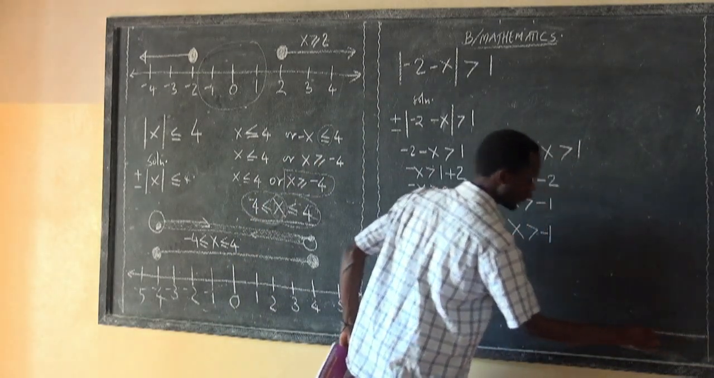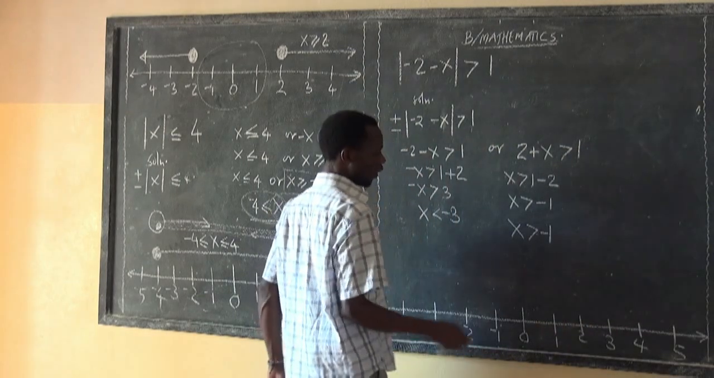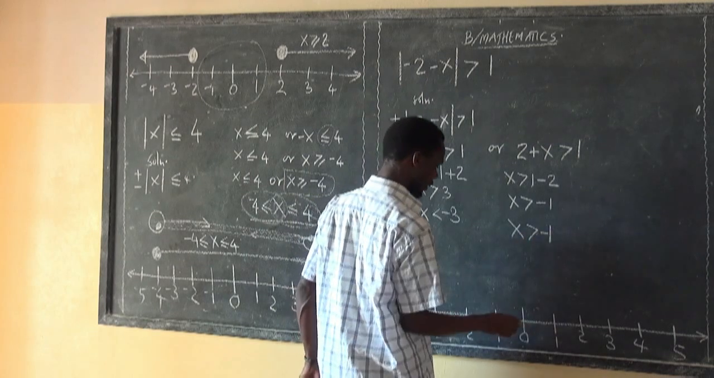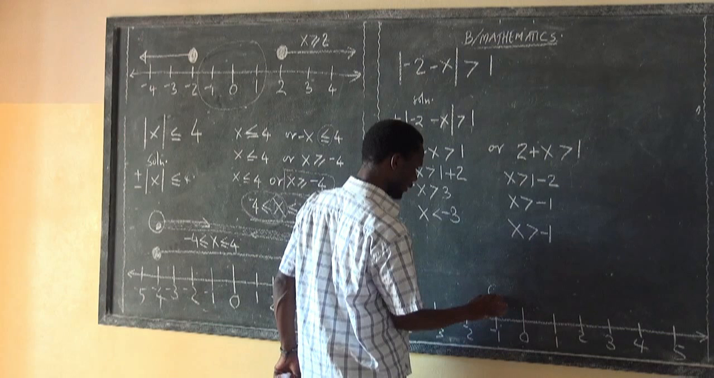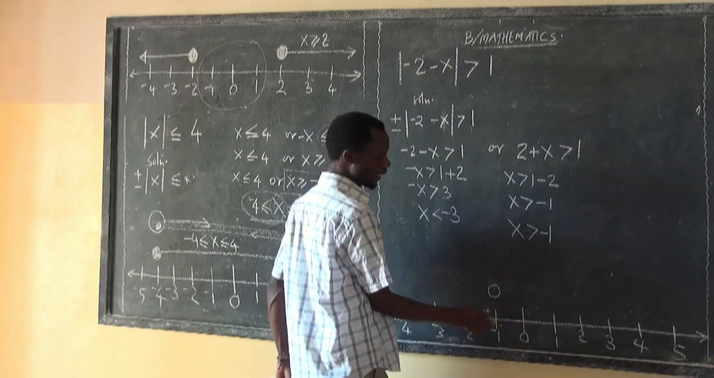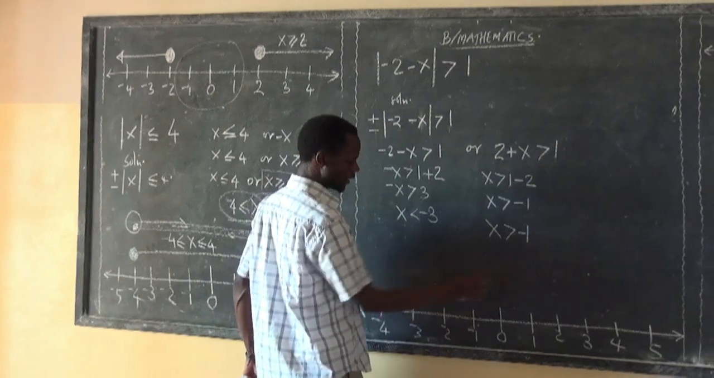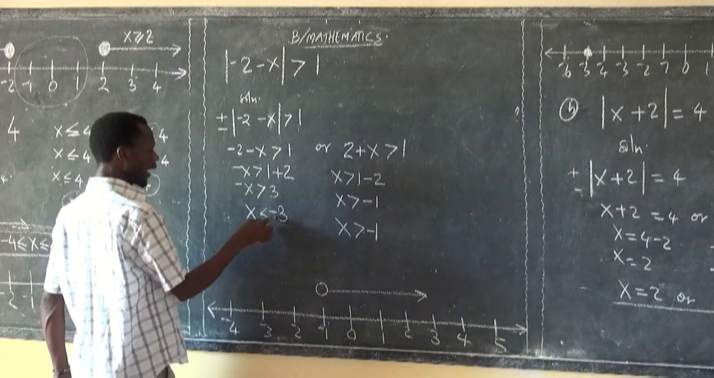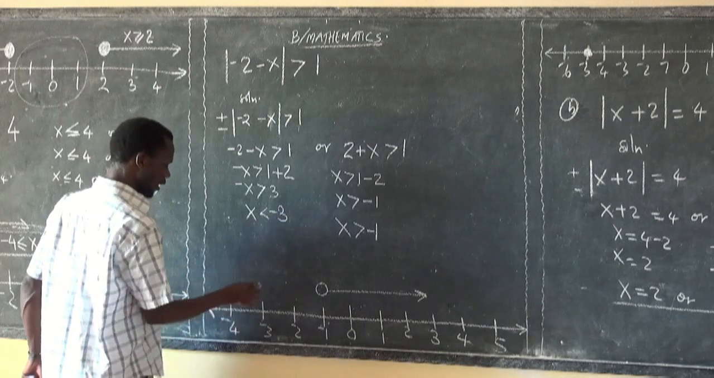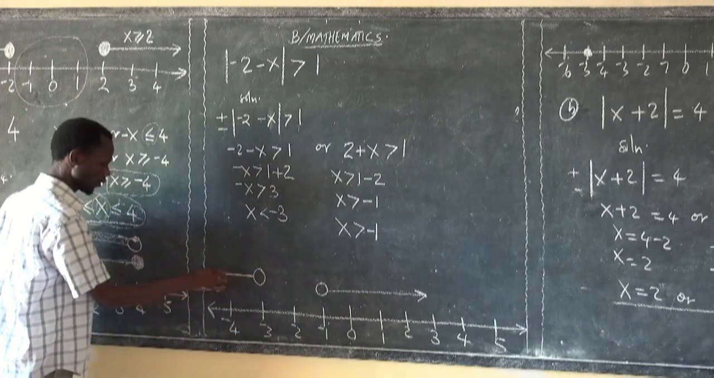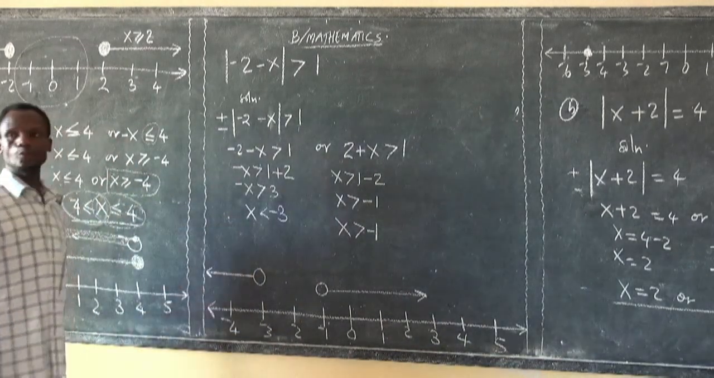Let us see if now we can join it. Now, x is greater than negative 1 here. Greater than negative 1 to the right. And this is not included. And x is less than negative 3. Negative 3 is here. Less than negative 3. You cannot put them together.